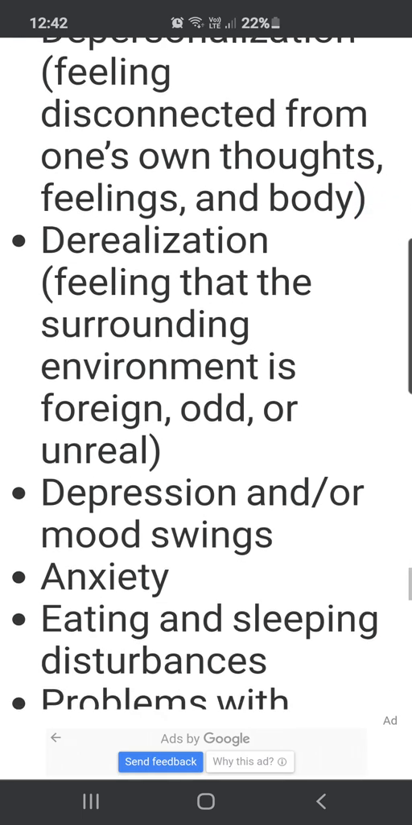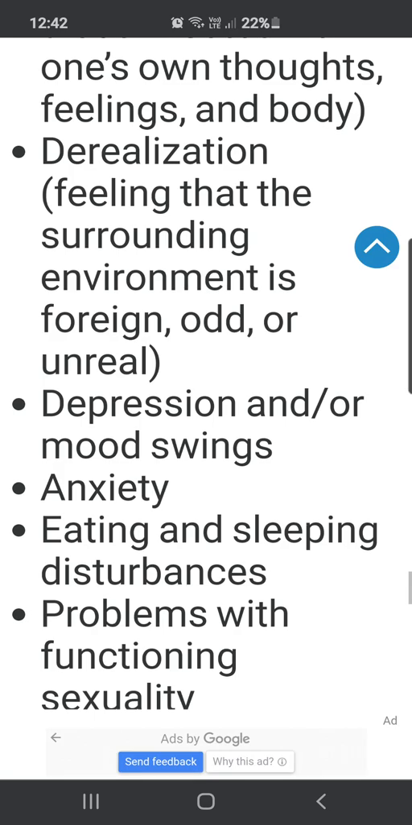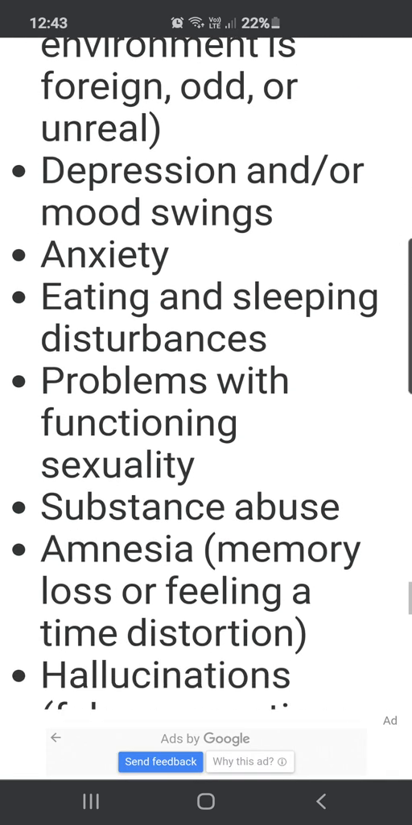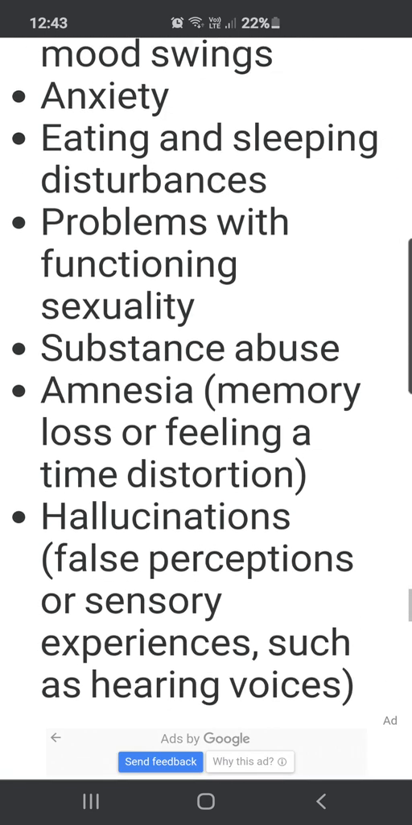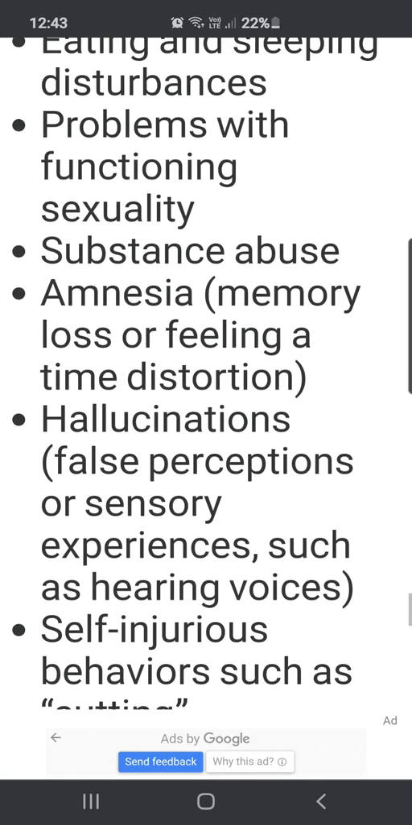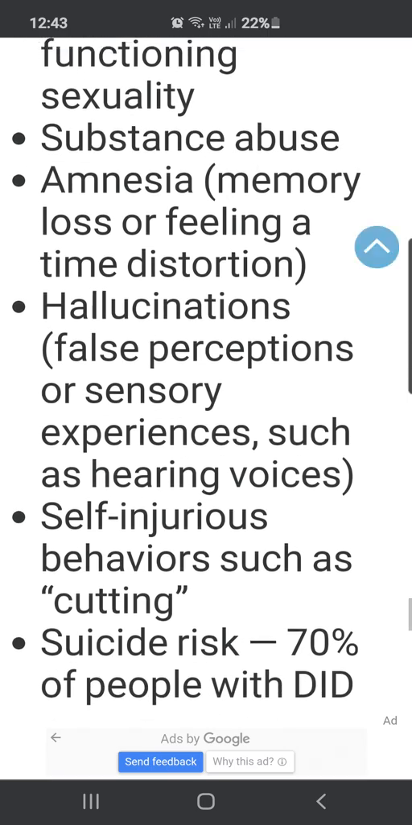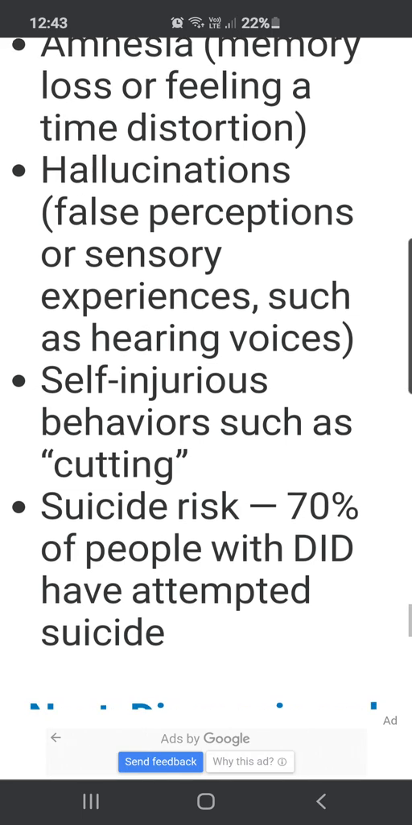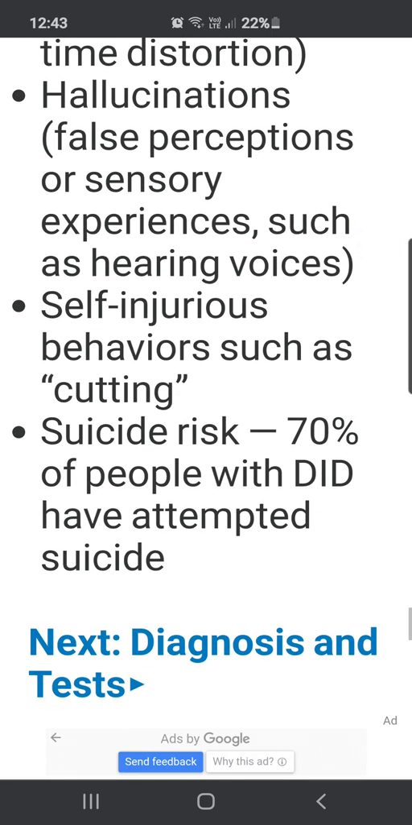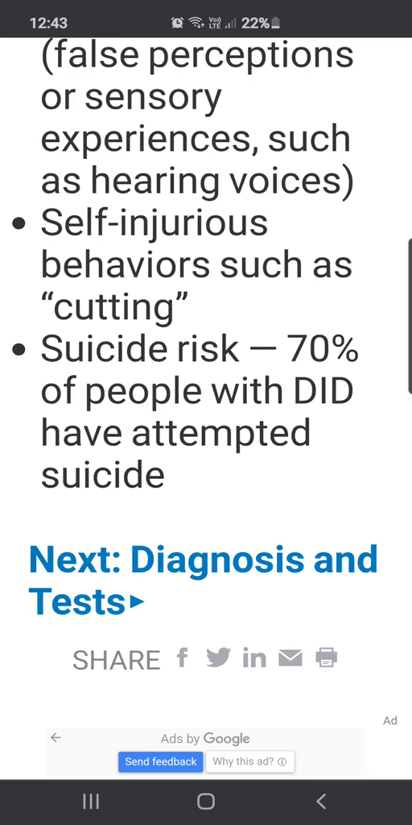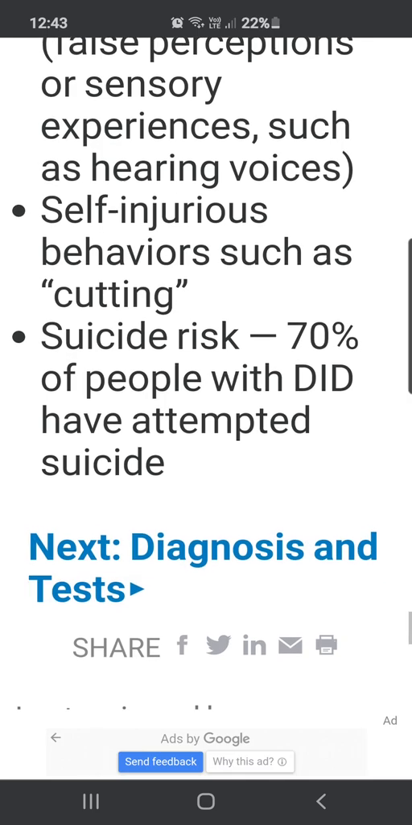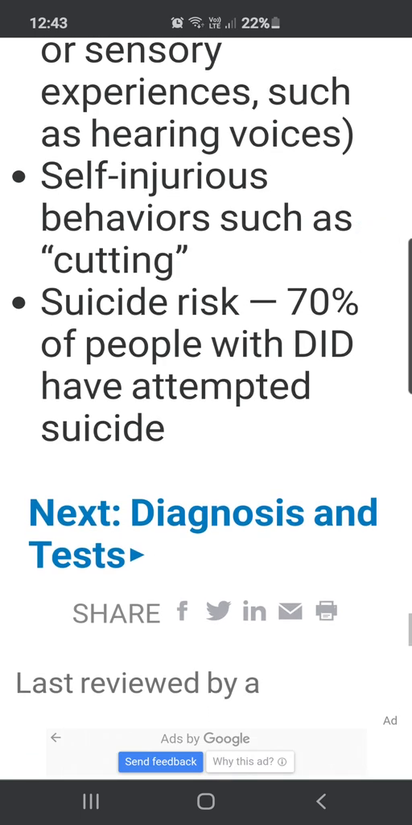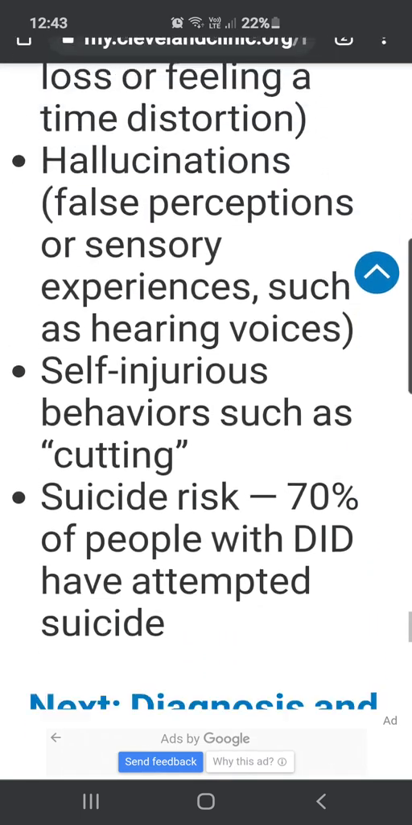Depersonalization, feeling disconnected from one's own thoughts, feelings, and body. Derealization, feeling that the surrounding environment is foreign, odd, and unreal. Depression or mood swings, anxiety, eating and sleeping disturbances, problems with sexual functioning. Substance abuse, amnesia, memory loss, or feeling time distortion. Hallucinations, false perceptions of sensory experiences such as hearing voices. Self-injurious behaviors such as cutting. Suicide risk: about 70% of people with DID have attempted suicide.